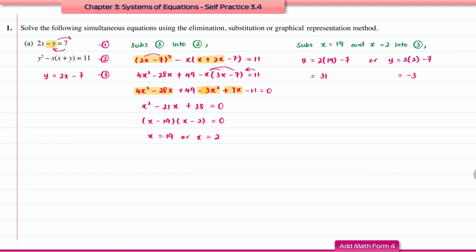So the answer for this question A is when x is equal to 19, y will be equal to 31. And the other pairing will be when x is equal to 2, y is equal to negative 3.